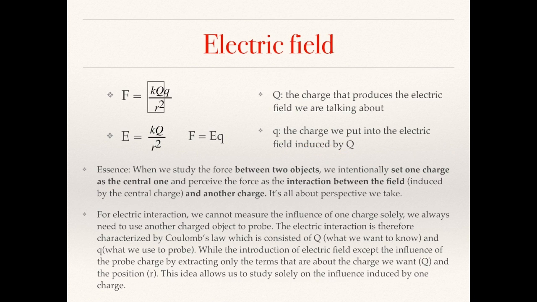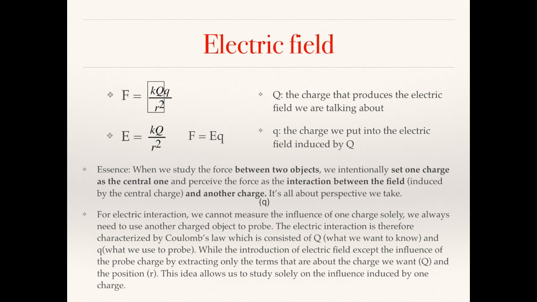So why are we doing this kind of manipulation? Coulomb's law is already very perfect, so why do we invent an electric field here? We're just separating Coulomb's law. What we are doing here is we intentionally set one charge as the central one and perceive the force as the interaction between the field induced by the central charge and another charge. It's just about the perspective we take.